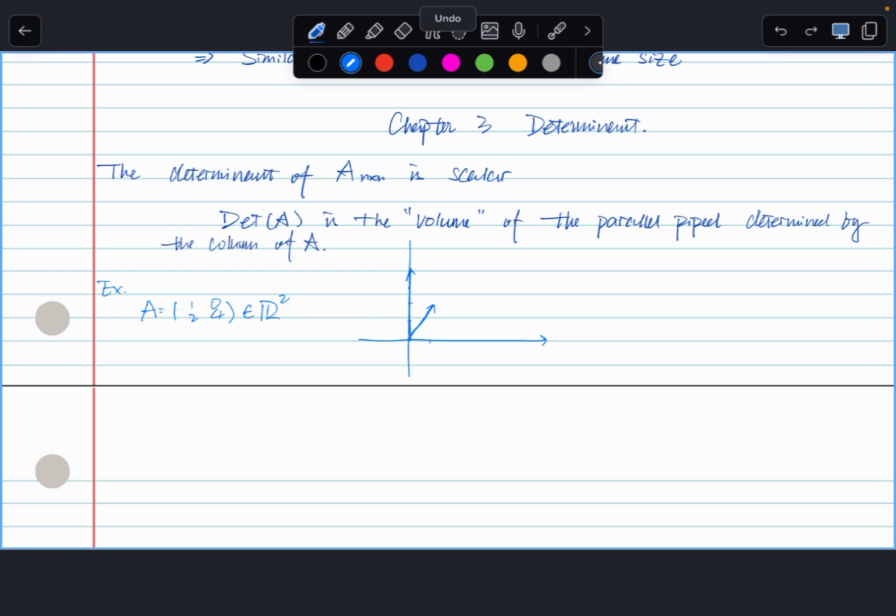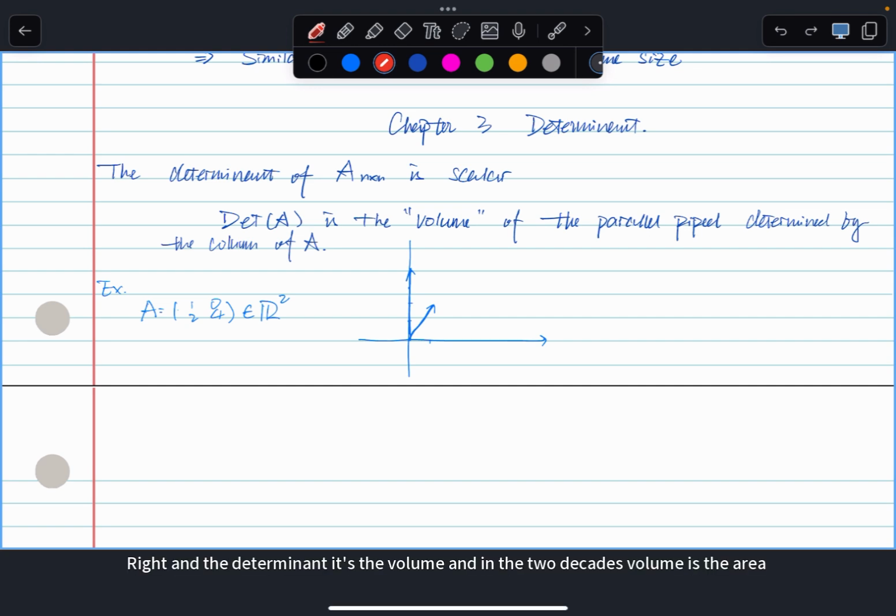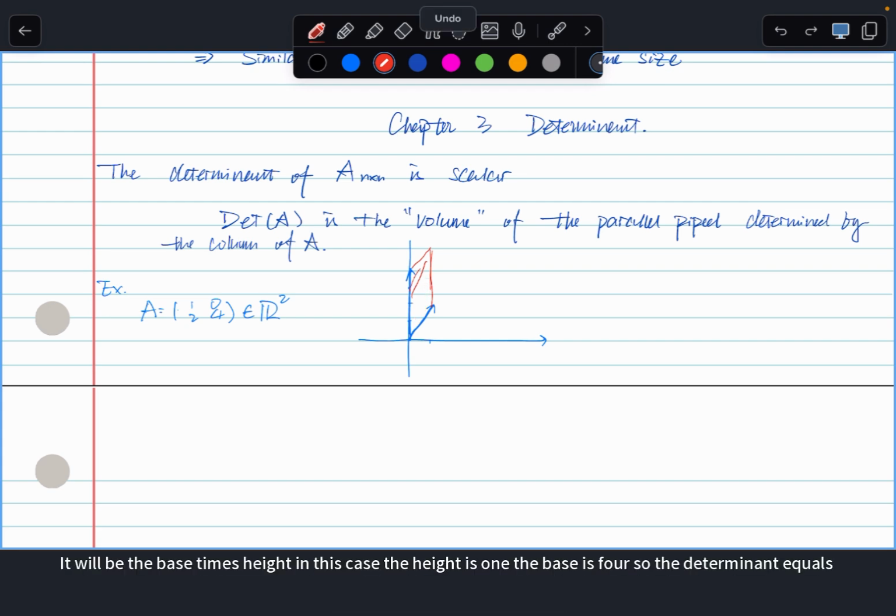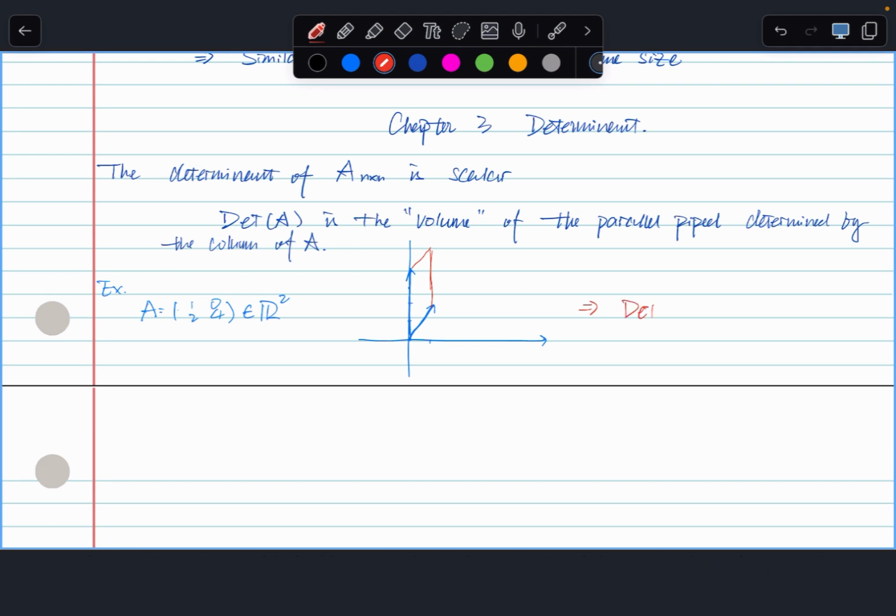All right, and the determinant is the volume, and in the 2D case, volume is the area. Okay. Now we calculate the volume. It will be the base times height. In this case, the height is 1, the base is 4. So the determinant equals 4.